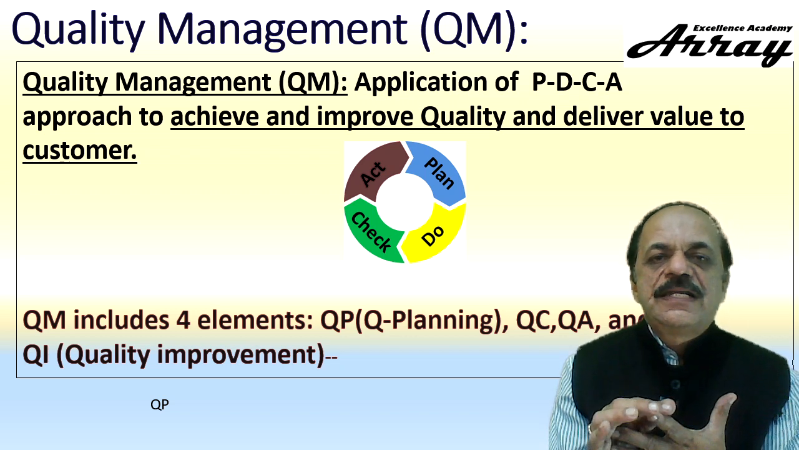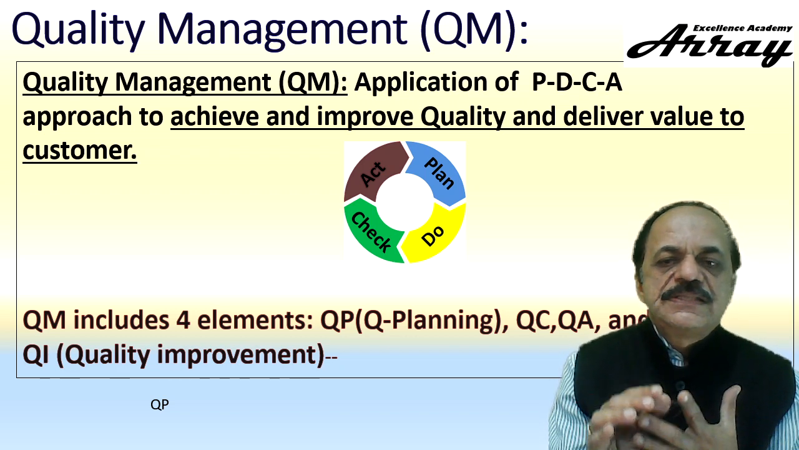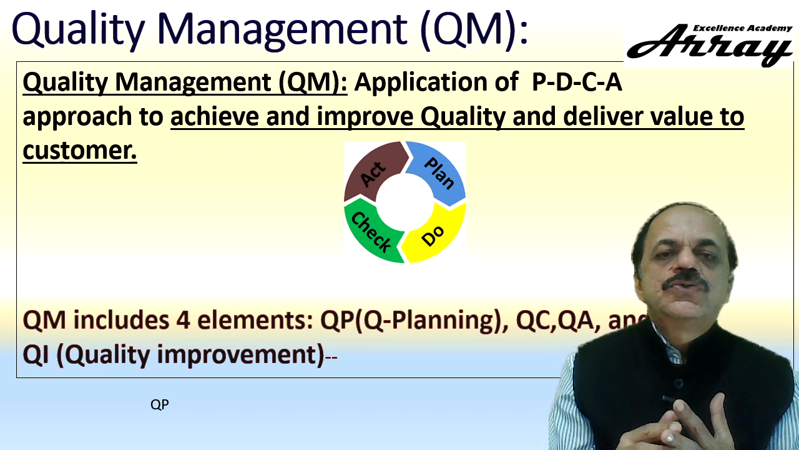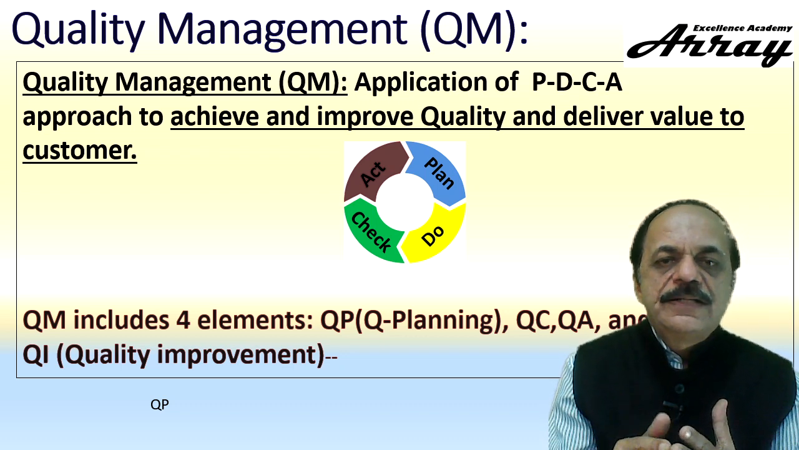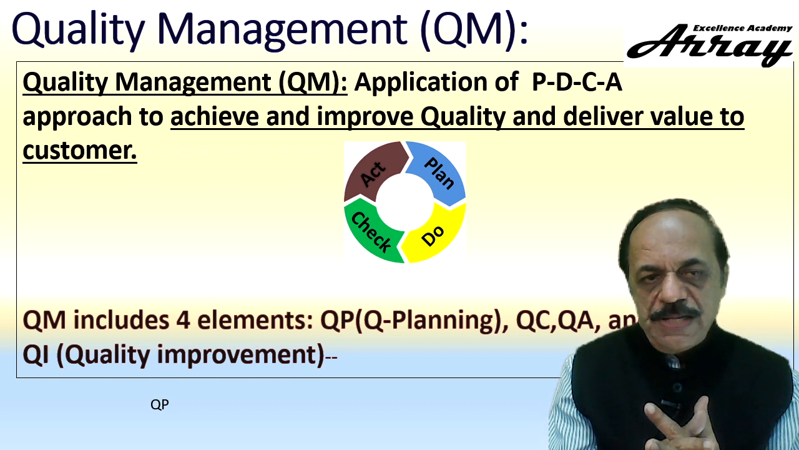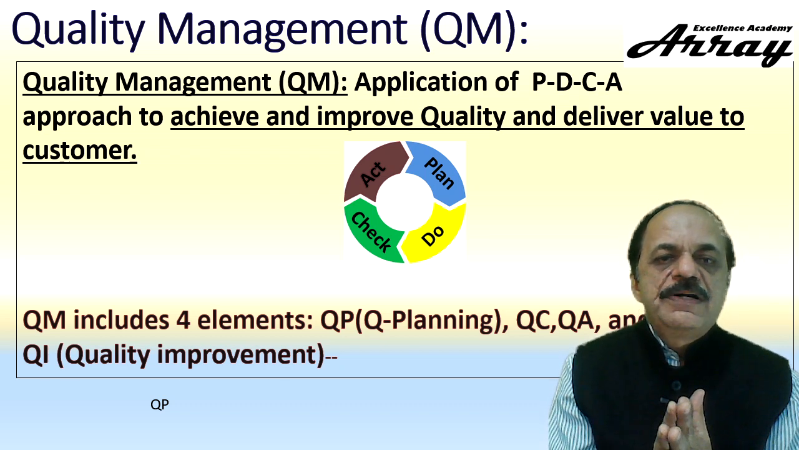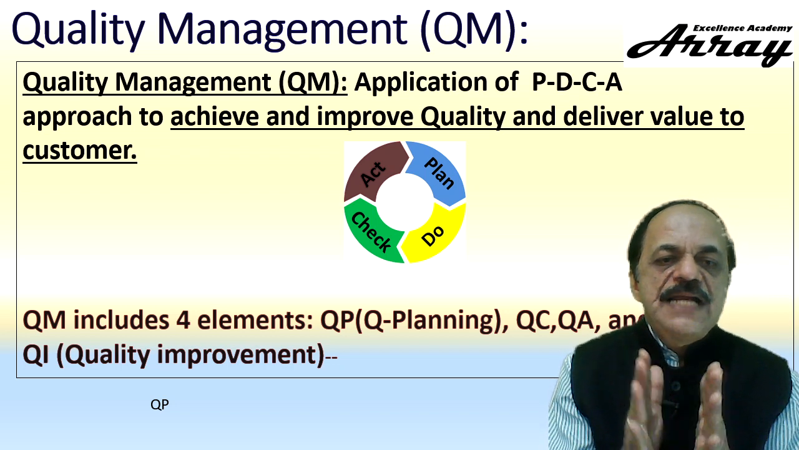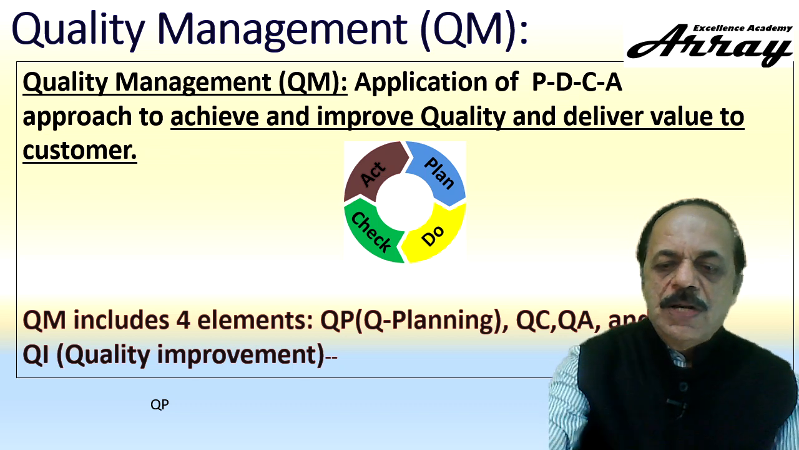Quality improvement is a journey. What is good today is no more good tomorrow. So quality improvement is a journey. If not pursued by any company, a competitor will overtake them, come out with a better product, and the company will have no standing in the market. This also please remember from interview point of view as well as exam point of view. Quality management has 4 elements: quality planning, quality control, quality assurance, and quality improvement.